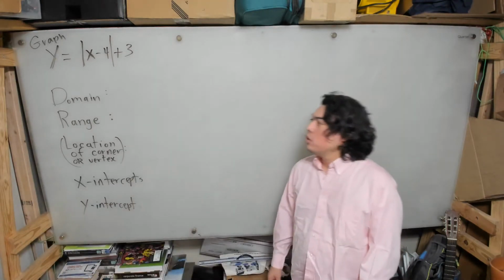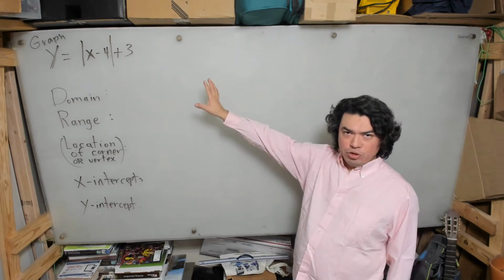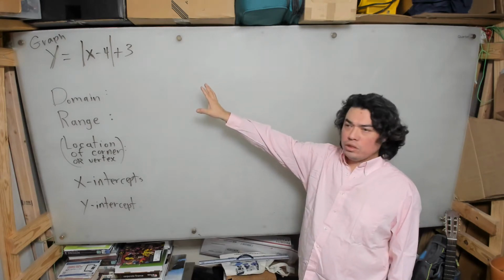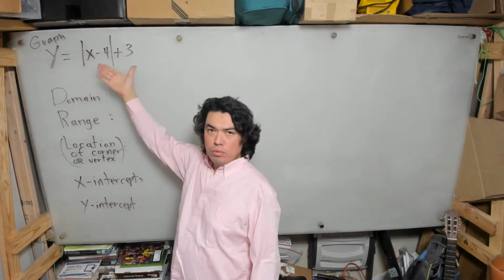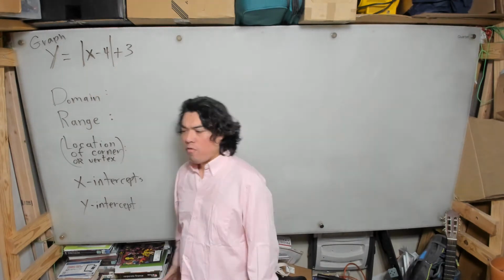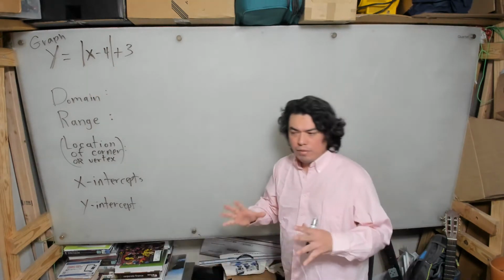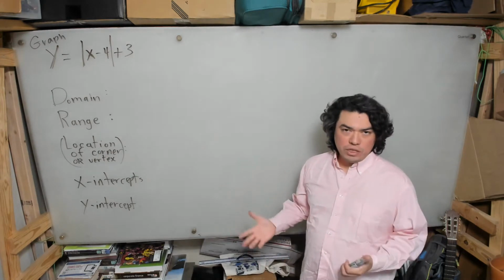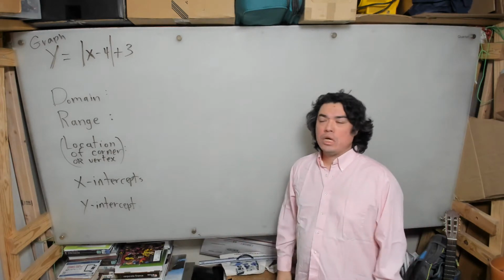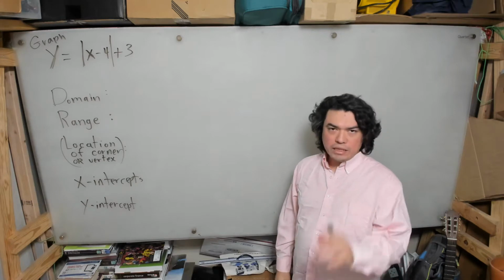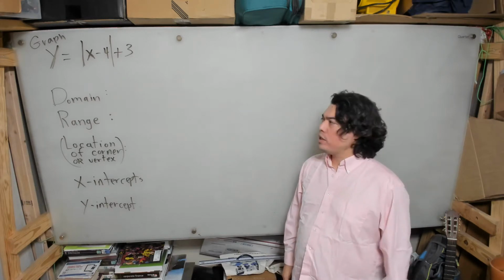Hello again. So now we're going to graph this absolute value equation: y equals absolute value of x minus 4, plus 3. Okay? Let me first begin. We're going to graph this using the roughly naive approach, but that doesn't mean that it's invalid. It just means that it's one way of doing it.